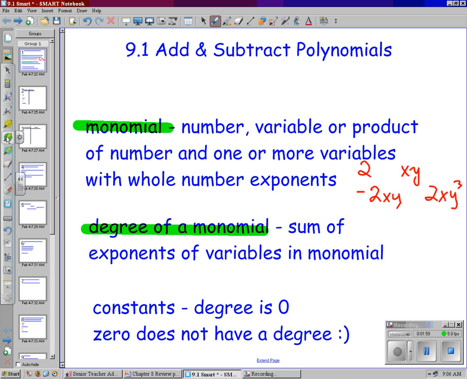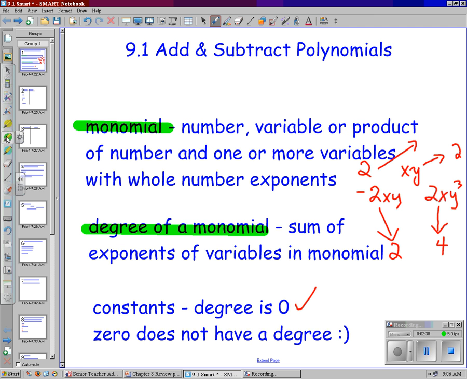The degree of this monomial, negative 2xy. What is the exponent on the x? 1. What's the exponent on the y? 1. What's 1 plus 1? 2. So the degree of that particular monomial is 2. How about the degree of this monomial? 4. What's the degree on the x? 1. And the degree on the y? 3. Okay, so the 4 is appropriate. How about the degree on this one? 2. How about this one? 1.